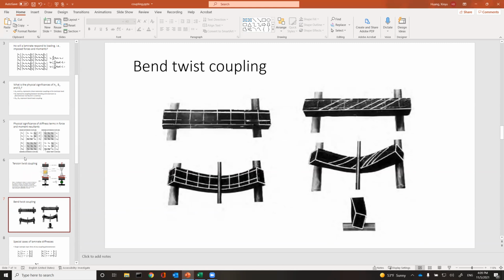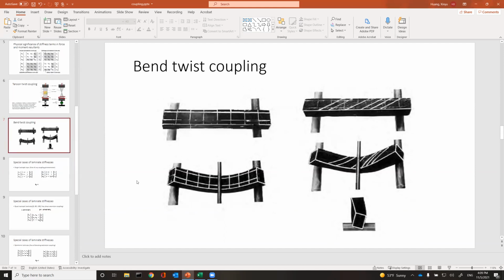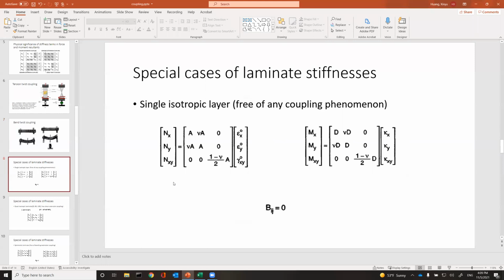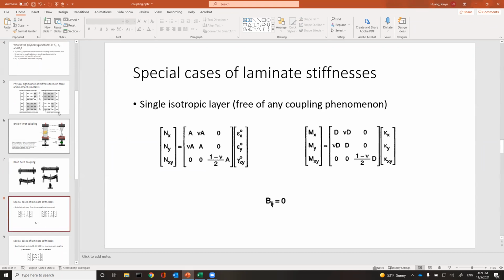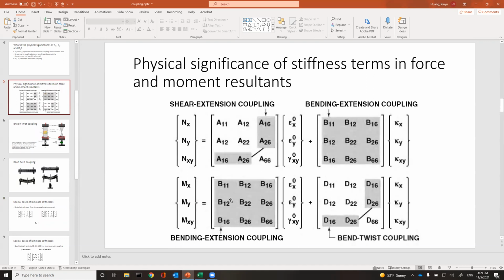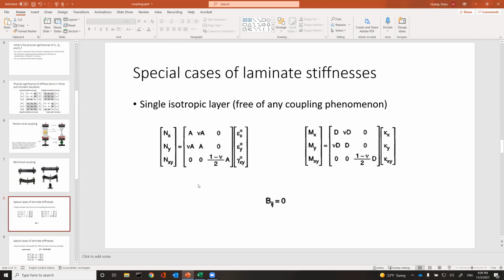All right. Any questions so far? All right. Let's start by looking at the simplest case, which is the isotropic layer. A single layer of material which is isotropic essentially results in the entire B matrix being zero. There is no B matrix. If you take isotropic material as input, there is no B matrix, and the A matrix and D matrix look like this. What you can see is that for isotropic material, all the coupling terms, all the ones in gray, are zero. The other way to say it is that isotropic material is free of any coupling phenomena. There's no tension-shear coupling, no extension-bend coupling, no bend-twist coupling. No coupling. That's isotropic material.